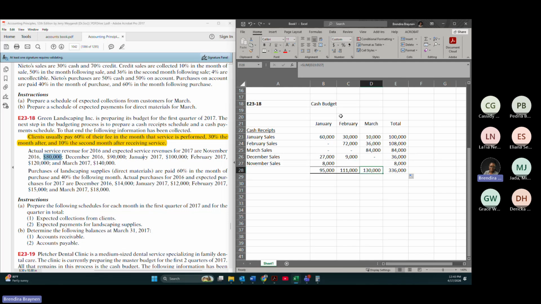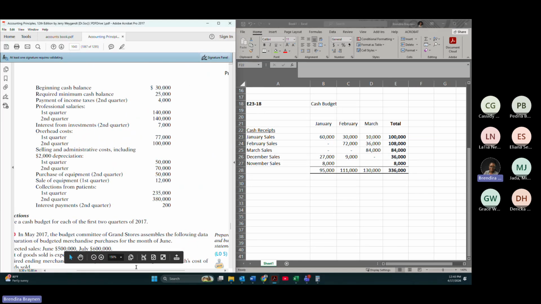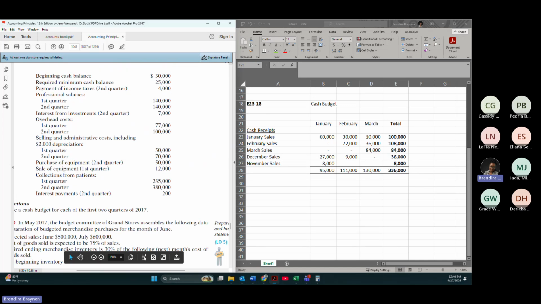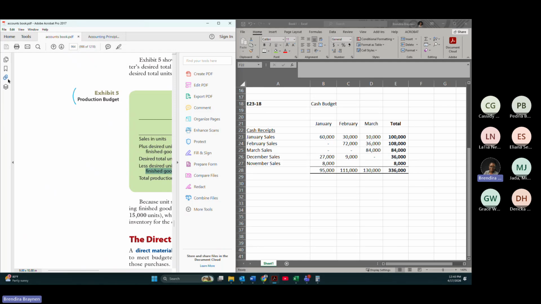So in total, their expectation is that they're going to collect $336,000 for the quarter. They didn't say anything about cash sales or credit sales. They just say clients pay 60% now, 30% next month, and 10% the month after. So I don't have to separate any cash sales. But if they did say there were cash sales, then cash sales are usually collected in the same month. So let me see if they have one here. Okay, they may not, so I didn't go that far. But if it says that, then that means that's what's going to happen.